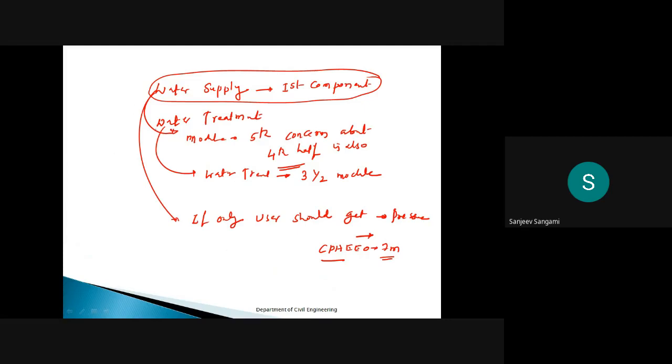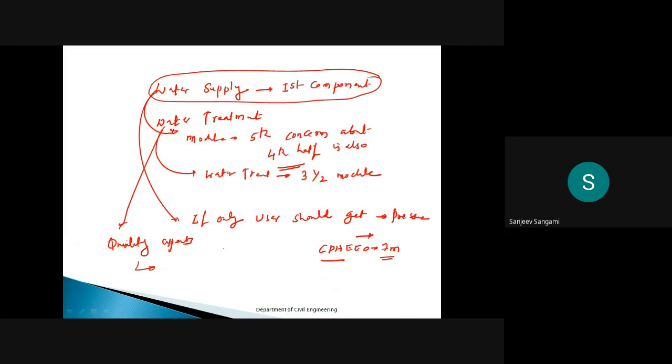The second one is water treatment. When we talk about water treatment, we always have to concentrate on quality aspects. When I say the quality of the water is good, I cannot say so just by seeing it. It has to satisfy some norms. CPHEO stands for Central Public Health Environmental Engineering Organization.